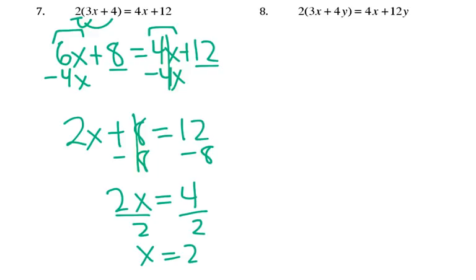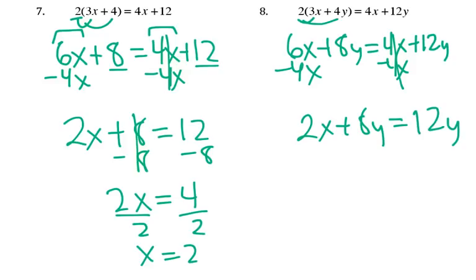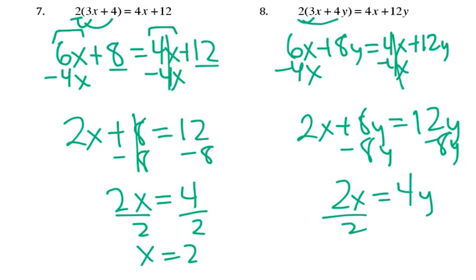Okay, I can do the same thing to number 8. Times here, we'd get 6x plus 8y equals 4x plus 12y. Subtract 4x again, just like I did before. I get 2x plus 8y equals, that becomes 0, so 12y. Subtract 8y. I get 2x equals 4y. Divide by 2. I get x equals 4 divided by 2 is 2, so 2y. Okay, so it works that way.